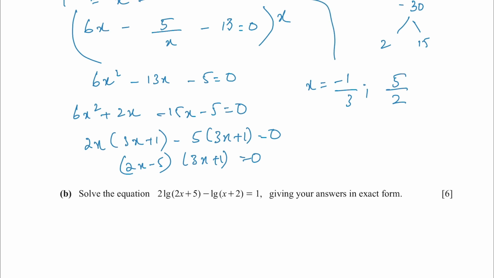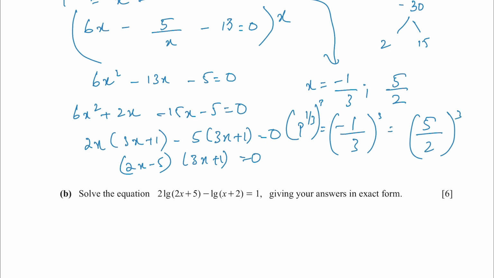Now let's recall this formula. We'll be doing it like this. So this was p^(1/3) as -1/3 and 5/2. We'll be applying cube on both sides. So we cube 5/2 as well. So we'll get our final answer as -1/27, and this would be 125/8, I guess. 125 over 8. So these are our final answers.